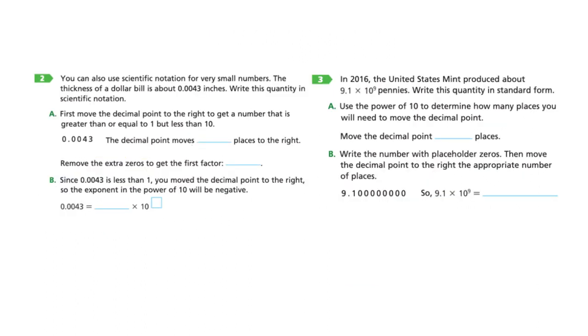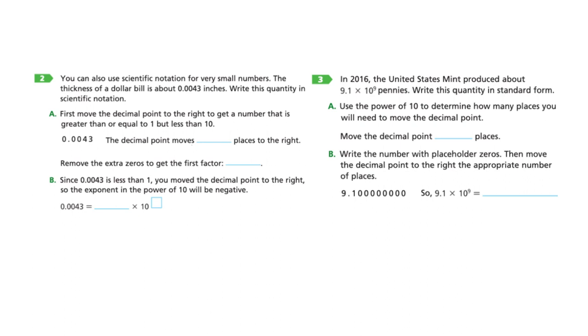So number 2 says you can also use scientific notation for very small numbers. The thickness of a dollar bill is about 43 10,000ths inches. Write this quantity in scientific notation. So try to do number 2 on your own, A and B. And then it says in number 3, in 2016, the United States Mint produced about 9.1 times 10 to the 9th pennies. Write this quantity in standard form. So now they're having you go the opposite direction. So try to do those two, and we'll come back and look at them together.